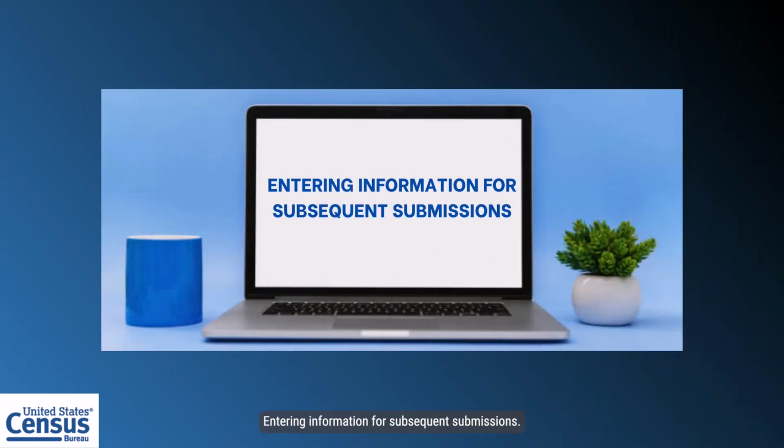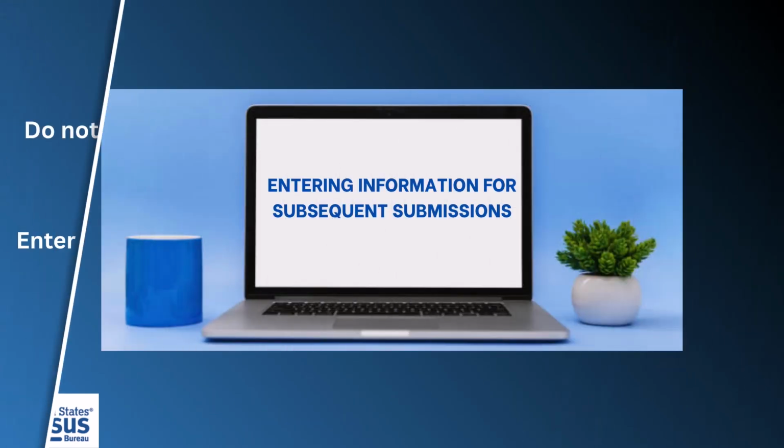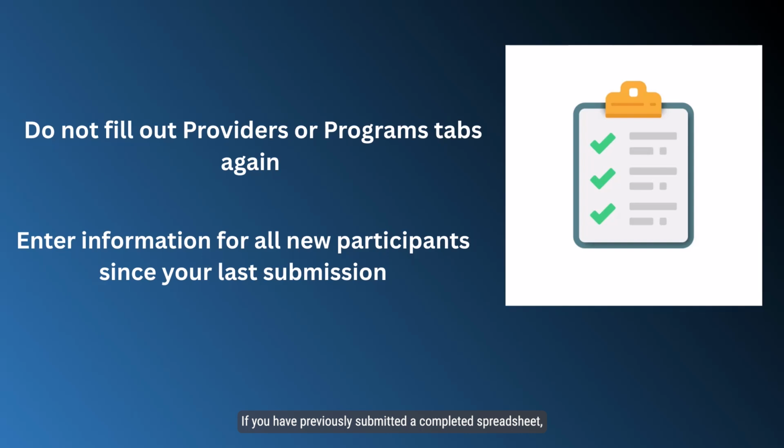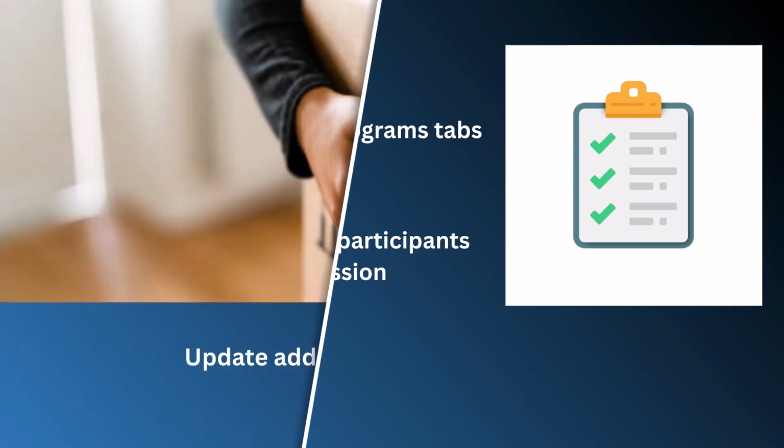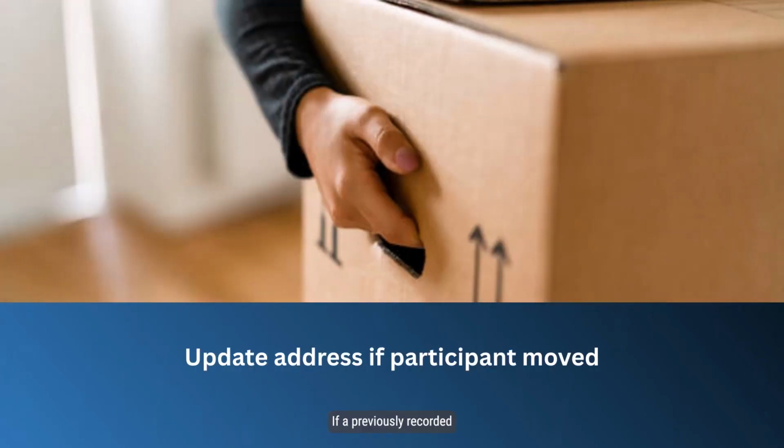Enter information for subsequent submissions. If you have previously submitted a completed spreadsheet, you do not have to enter information in the Providers or Programs tabs again unless you have added new providers or programs. In the Participants tab, enter information for each new participant. If a previously recorded participant has moved, you can update their residential address.